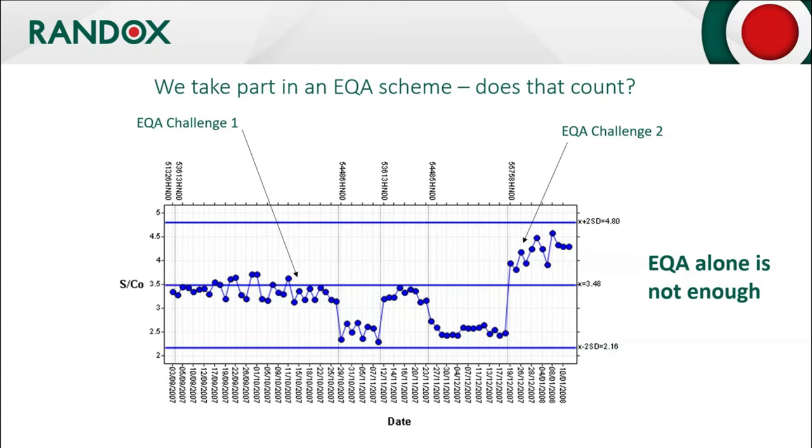And therefore, it also demonstrates that if we just use EQA, external quality assurance schemes, often the gap between EQA challenges is too large to just use an EQA. As you see here, with the example, there's a lot of variation between results in between our EQA challenges, and therefore we only actually see this by constant monitoring with internal quality controls.